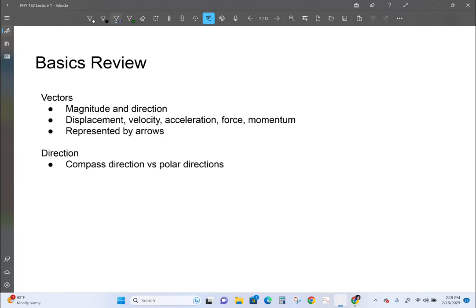All right, so let's just review what a vector is. A vector is illustrated with an arrow pointing in its direction, and the length of it is its magnitude. Displacement, velocity, acceleration, force, and momentum are all the vectors that we talked about in Physics 151. So if I put this on an XY axis here, let's talk about this direction. This could be a compass direction, right? Where I need to describe this angle relative to the axis it's touching. And it's touching the east axis, and it is north of east.